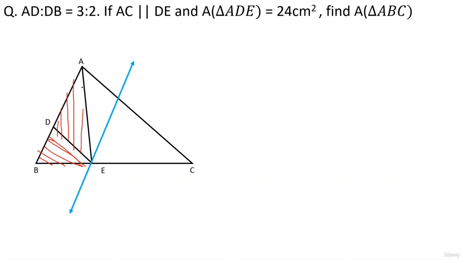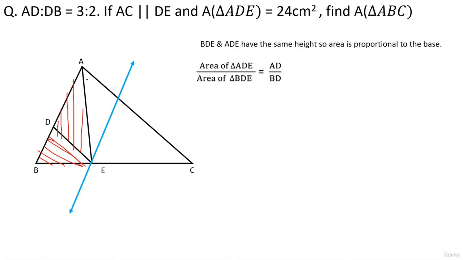So these two triangles will have the area proportional to their bases. So I will say BDE and ADE have the same height, so the area is proportional to the base, right? So area of triangle ADE divided by area of triangle BDE is nothing but the ratio of their bases, which are AD and BD, right? Okay, this gives us area of triangle BDE, which is 16 units square.